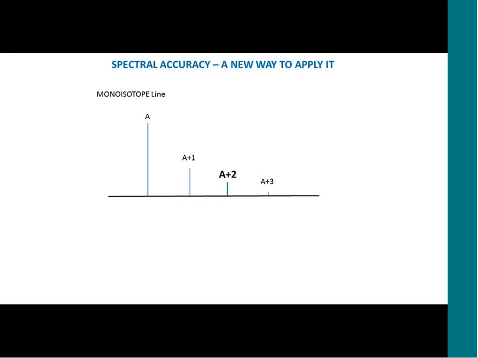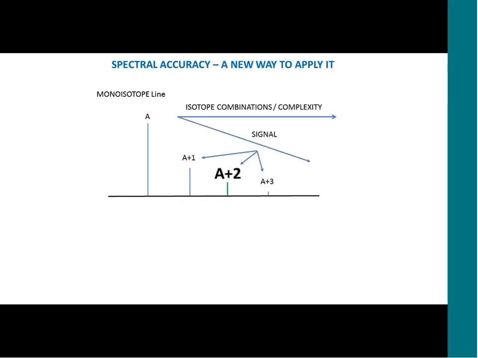So, spectral accuracy, a new way to apply it. Again, definitions: the A line is the monoisotope line. We're going to be focusing on the A+2 area as kind of the sweet spot for complexity and intensity. As combinations increase going to the right, that's why we're at A+2. A+1 doesn't really necessarily give you that much information. A+2, as I showed on a previous slide, involves multiple combinations of various atoms, and sometimes a pure atom like sulfur-34, but you get much more out of it.